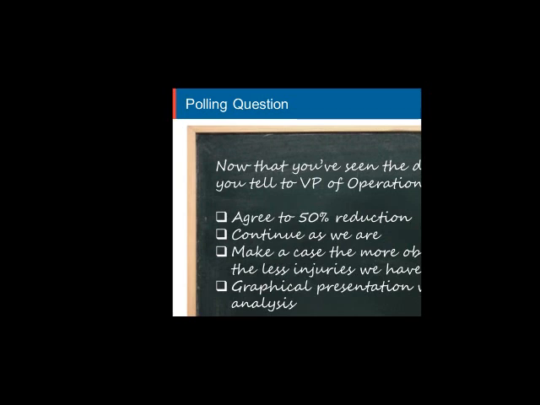Agree to the 50% reduction? I don't think that's a wise thing to do. The data showed us that the more observations we do, the more we control our injuries. Recommending that we continue as we are? Probably not a bad thing, you're doing pretty good. Or recommend doing more observations. And I think the data, if we go back, let's take a look at the data again.